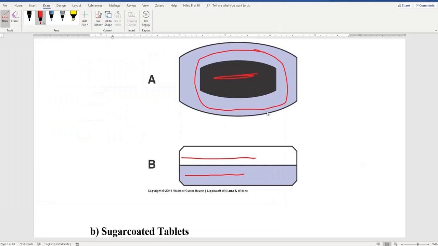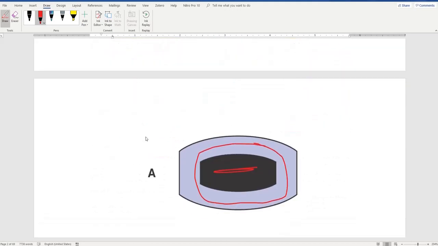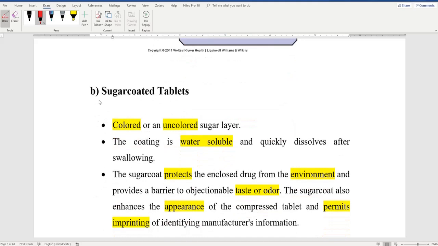Okay, so now we learned about multiple or multiply compressed tablets. Now we will talk about sugar-coated tablets. Sugar-coated tablets can be colored or uncolored.